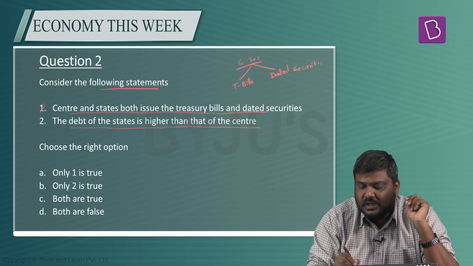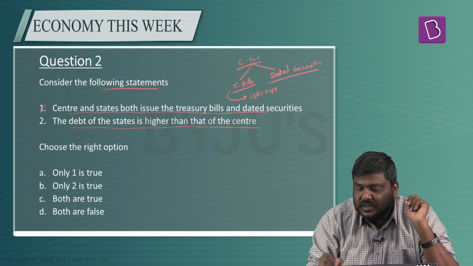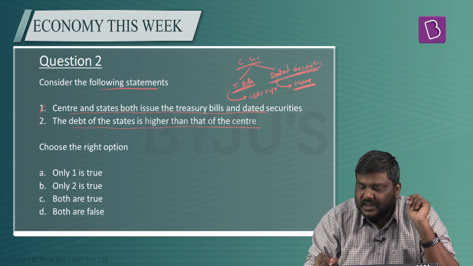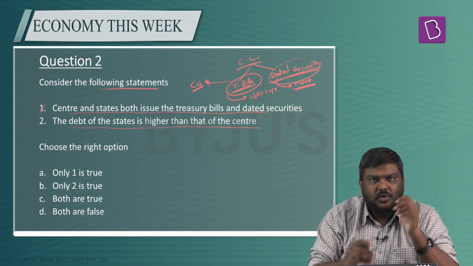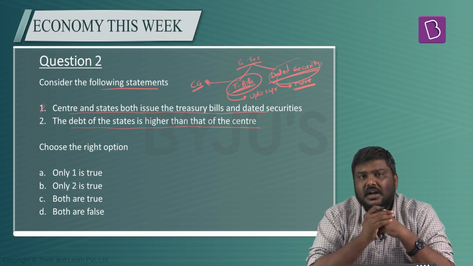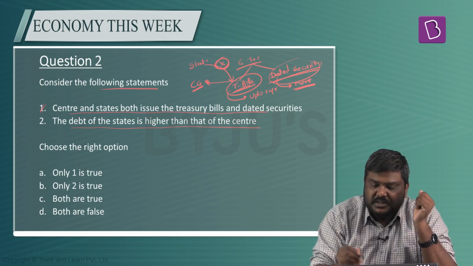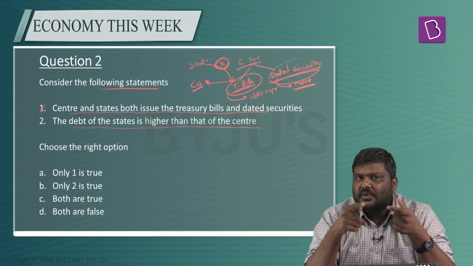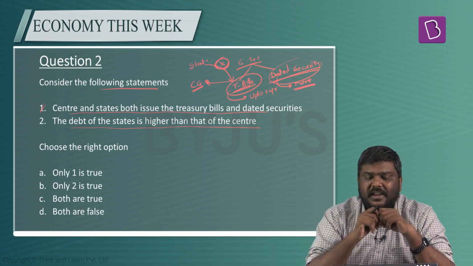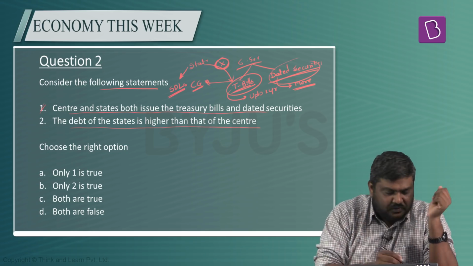What is the difference between both? Treasury bills will have a maturity period of up to 1 year and dated securities will have a maturity period of more than 1 year. So, treasury bills as well as dated securities, both are issued by the central government. But understand this, the state government doesn't issue treasury bills. I'll repeat it. State government doesn't issue treasury bills, but they'll definitely issue securities which will have a maturity period of more than 1 year. These are called SDLs, State Development Loans. So first statement is wrong.